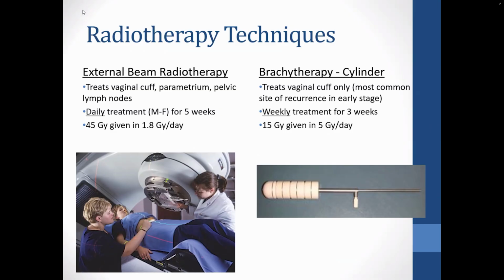So on top of the 45 gray that the vaginal cuff receives with external beam, we deliver an additional 15 gray over 3 weeks. Each treatment is given weekly. So that's 5 gray per day. That's given for these 3 treatments, and it allows us to give an extra dose to the vaginal cuff to make sure that any microscopic disease that is still residual after surgery is eradicated.